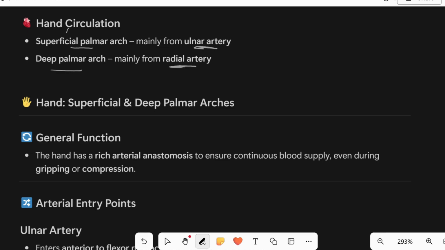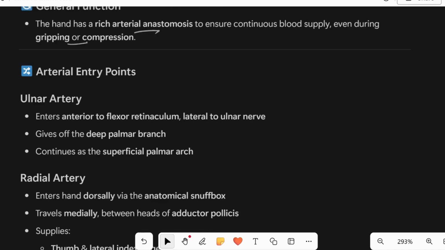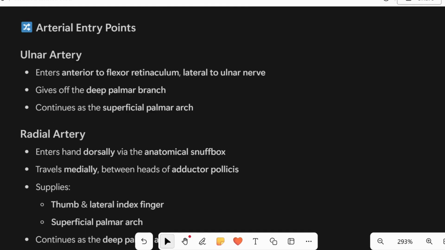So the general function of this dense network of two arches is that it supplies extensive anastomotic supply from both the vessels within all the muscles of the hand, and it results in proper functioning of the hand. Even when the hand is compressed or there is strong grip, this rich network will result in extensive blood supply reaching the different muscles present in the hand. So how do the ulnar artery and radial artery contribute to these?